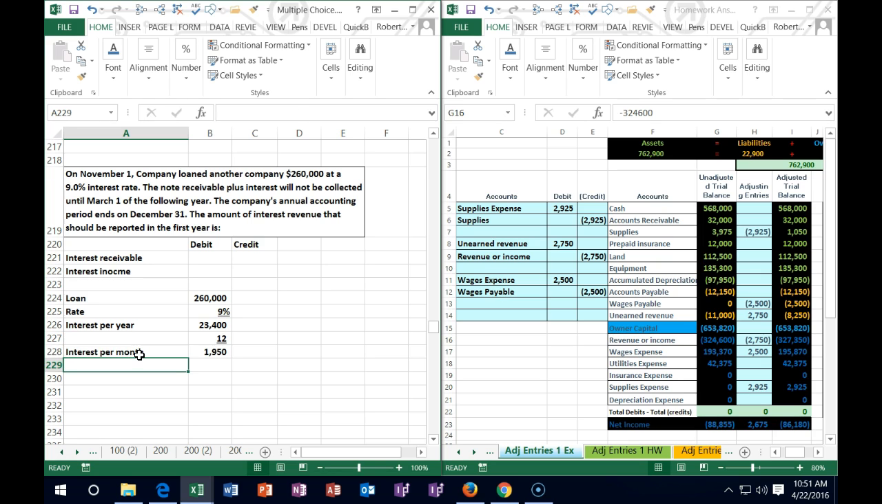And then how many months have passed? Well, it was November 1st. That means I'm going to include November on my fingers when I count them out. November and December. So that's 2 months have passed, and therefore the amount will be, I'm going to go ahead and underline that, the 1950 times 2. So when we put this on the books, we're going to have to say that we have a receivable of 3900 and we have interest income that we have earned of 3900 that have not yet been paid.